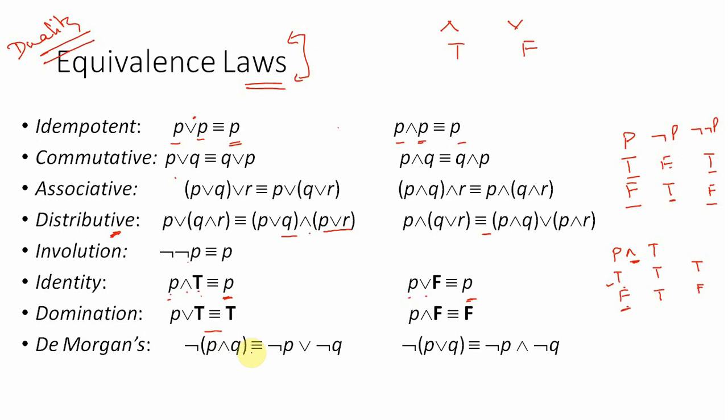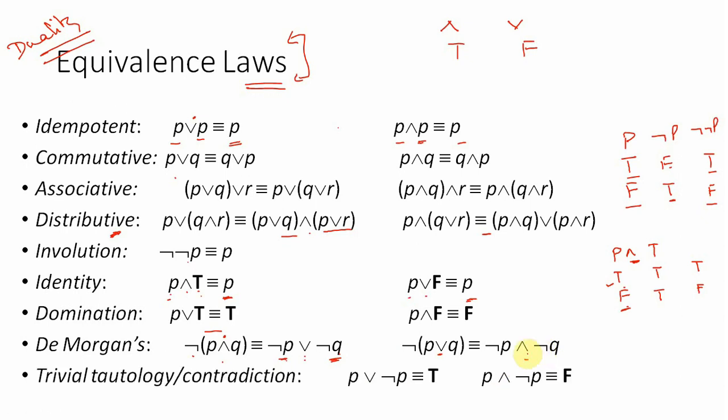Then I have De Morgan's laws, which are quite important, as we'll see in subsequent slides. They are very important when talking about negations. It says negation of P and Q is equivalent to negation of P or negation of Q, right? When we open this bracket for negating, the negation is applied to both the atomic propositions, and the connective combining these two propositions is interchanged. This is reversed. If it is a conjunction, it becomes a disjunction. If it is a disjunction, it becomes a conjunction. Then I have the trivial tautology or contradiction laws.